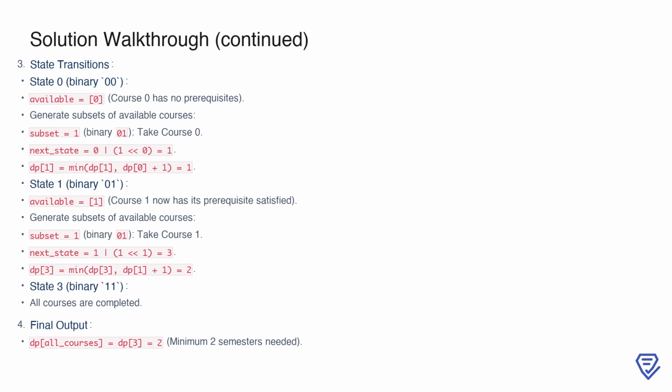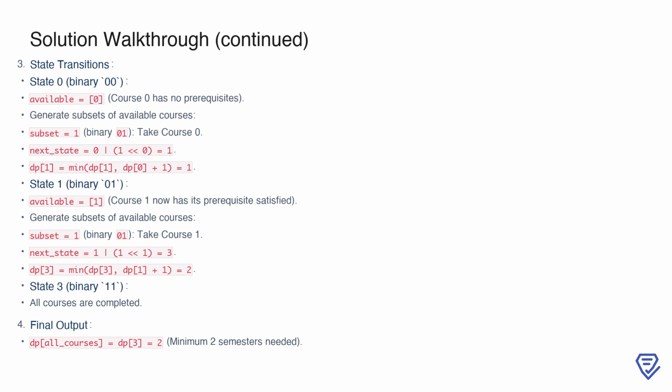Starting with state 0, where no courses are completed, course 0 is available since it has no prerequisites. We generate subsets of available courses to determine which courses can be taken. Taking course 0 corresponds to the subset 1 in binary. This results in a next_state where only course 0 is completed, and we update DP[1] to 1 semester since it's the minimum between infinity and DP[0] plus 1 semester.